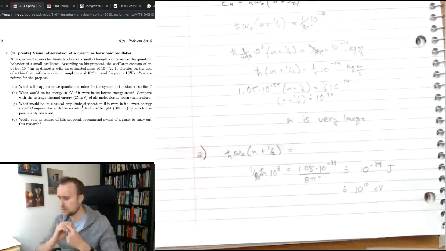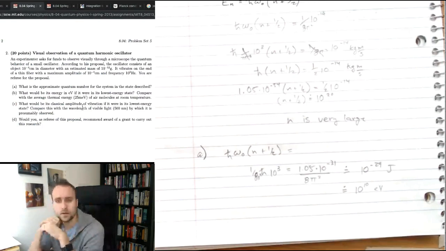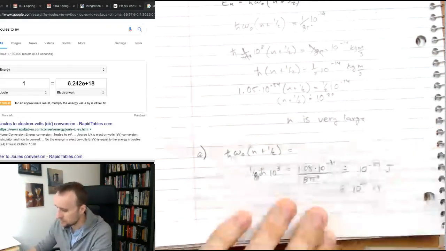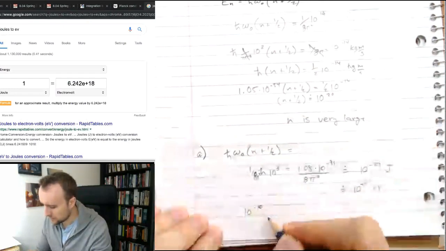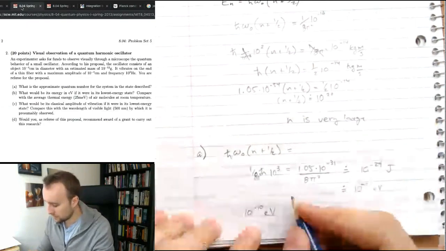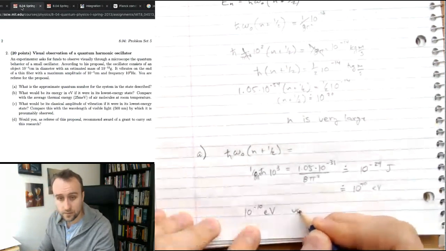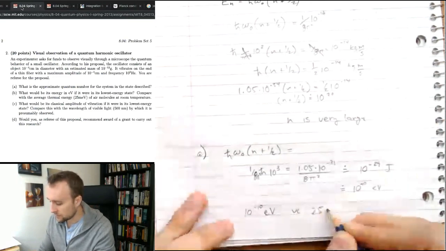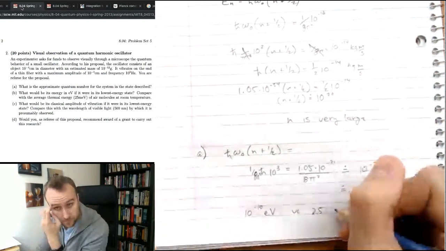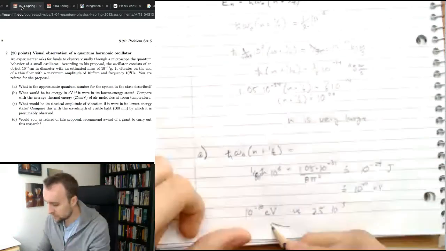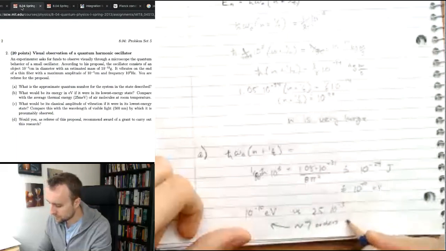Average thermal energy of air molecules. That's not 10 to the 10. Am I crazy here? This is 10 to the negative 10. So 10 to the negative 10 eV, versus milli-electron volts would be 2.5 times 10 to the negative 3. So this is seven orders of magnitude smaller.